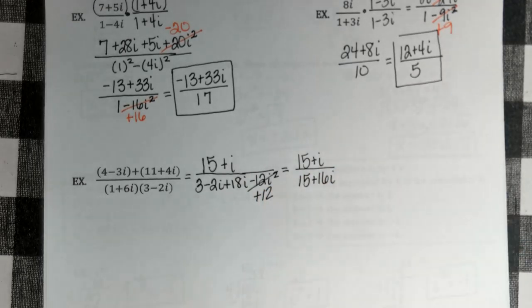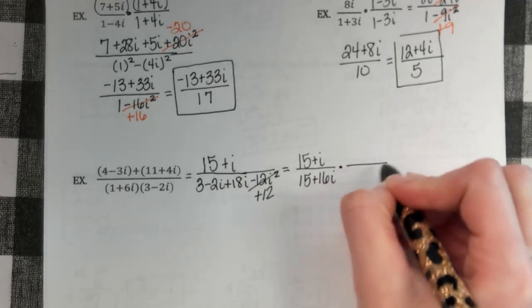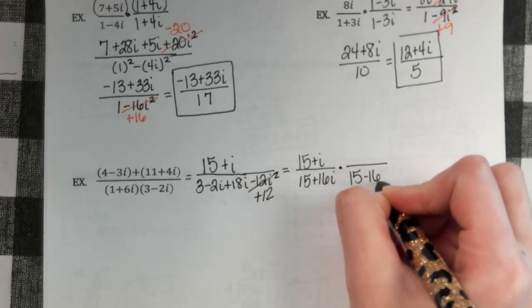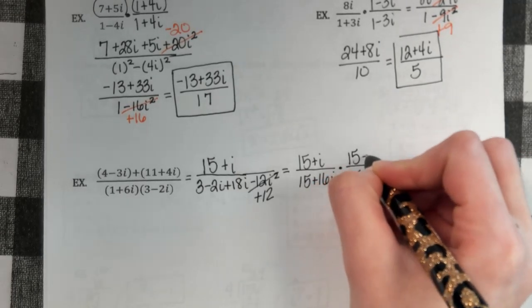What happens is, people stop there. Why can I not stop there? Are you supposed to stop? You are not supposed to stop. Okay, good. You can't have an i in the denominator. You have to rationalize. So 15 minus 16i, 15 minus 16i.